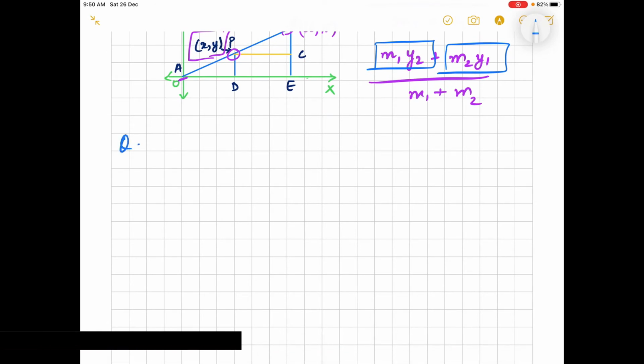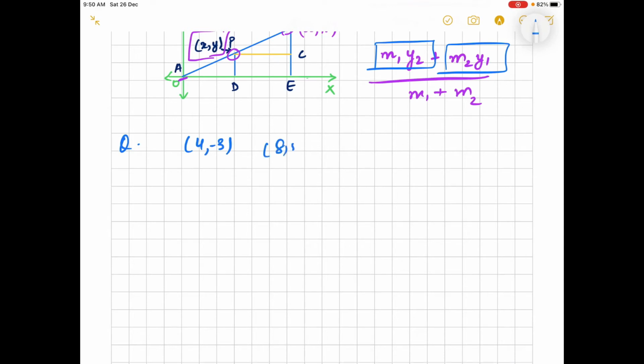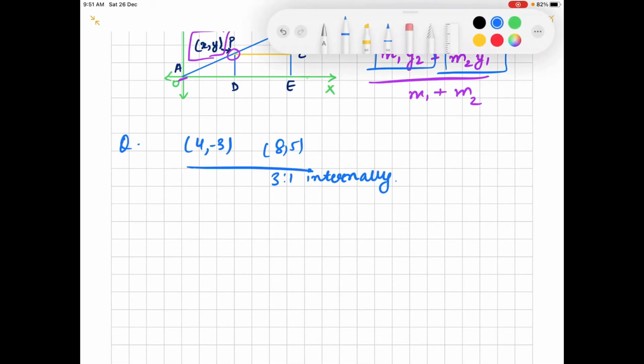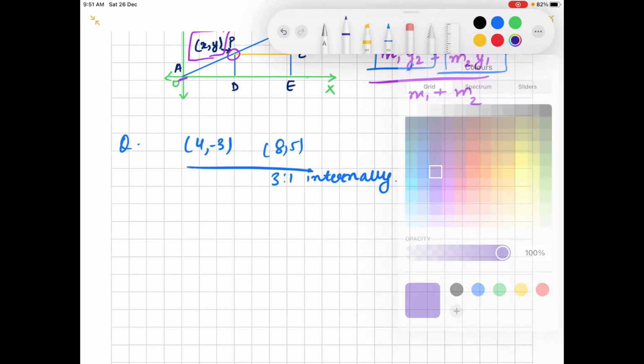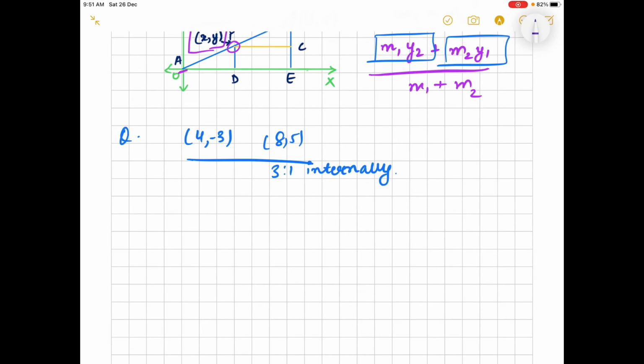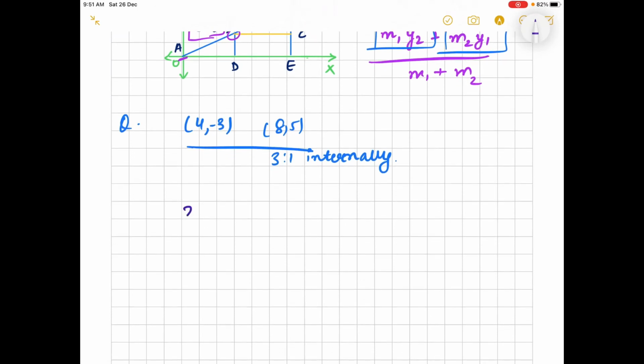The question says: find the coordinates of the point which divides the line segment joining the points 4, -3 and 8, 5 in the ratio 3:1 internally. We have to find the coordinates of the point which divides this line segment joining these two points. So what will be the coordinates? We have to use the section formula here in order to find these two coordinates.